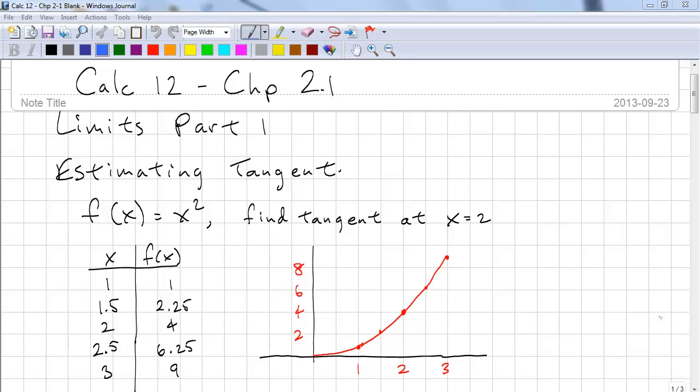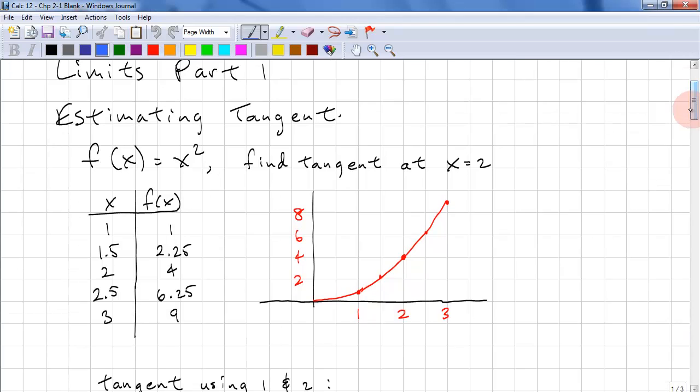This is Calculus 12, Chapter 2.1. We're going to do the first part of limits. One use of limits is estimating tangent. Let's look at doing tangents with secants first.